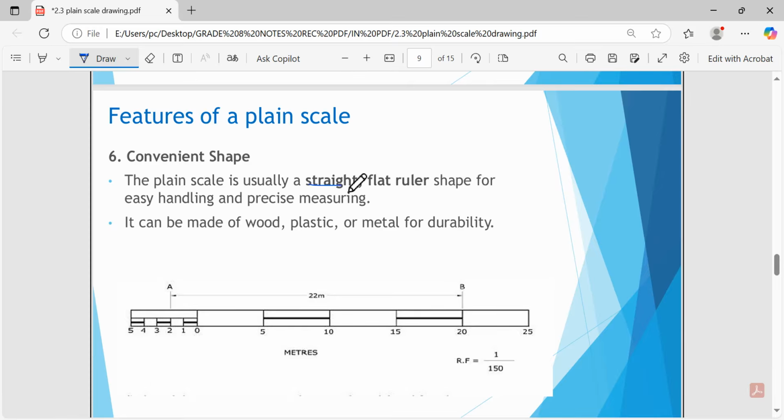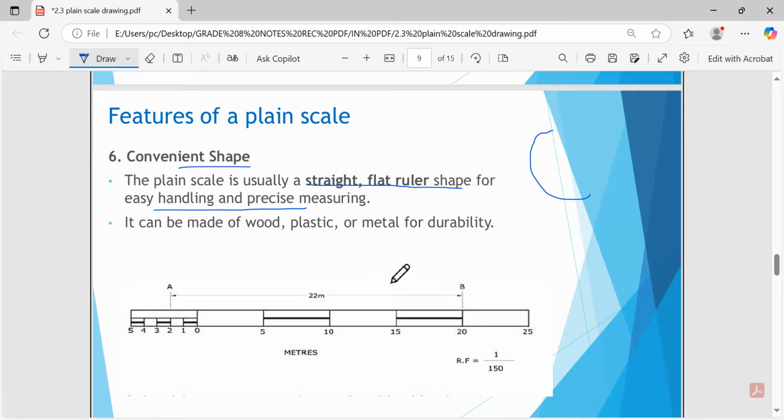The plane scale is usually a straight, flat ruler shape for easy handling and precise measuring. So if you draw a plane scale that does not look like that, it becomes so hard for you to relate with what the actual drawing is. So a plane scale has a convenient shape. It is a flat ruler shaped equipment. It looks like this, and mostly when I say an equipment, it is something that is drawn on paper. Although there are people who have made rulers that have plain scale, but you cannot be specific with them. Okay, so plain scales are mostly drawn.